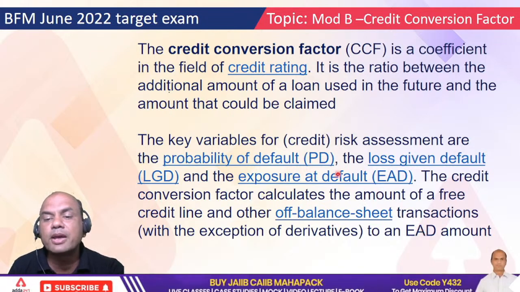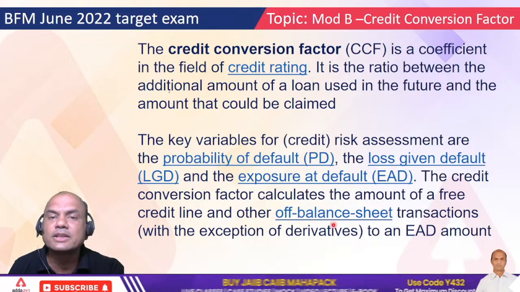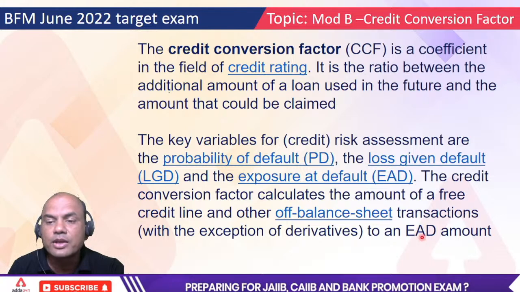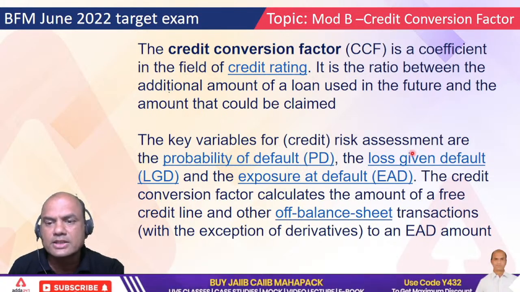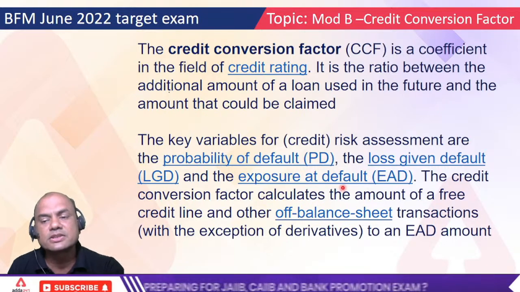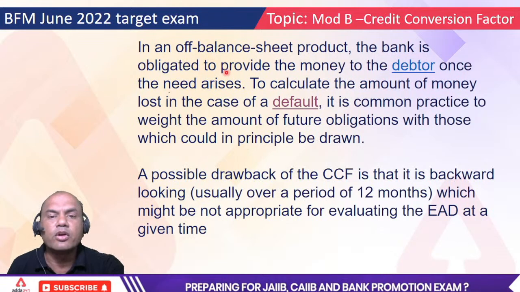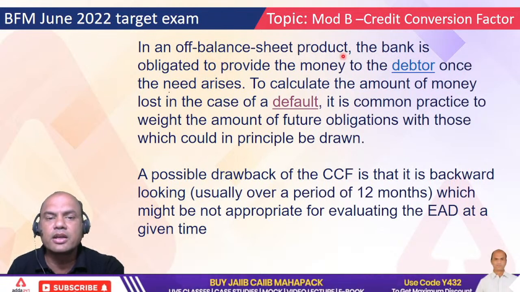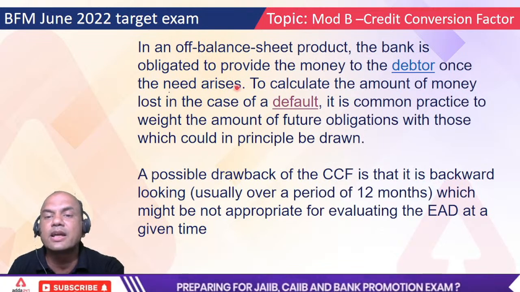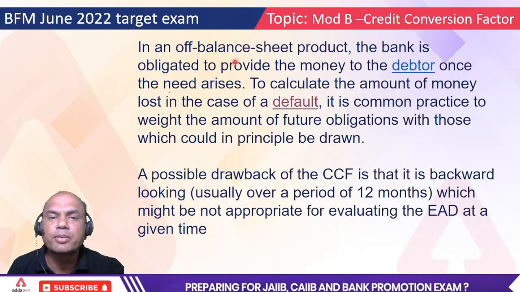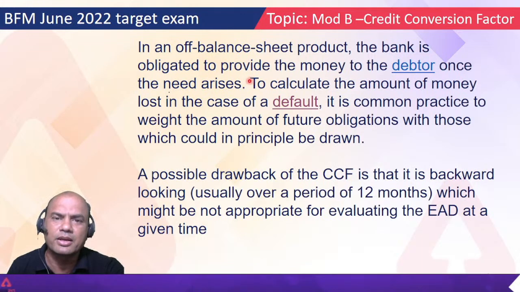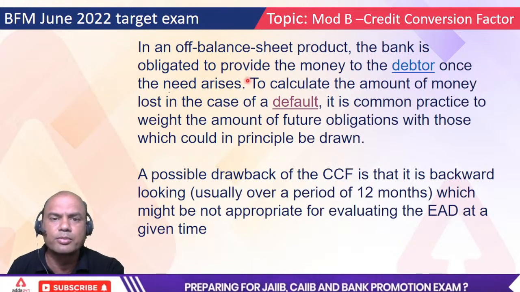EAD means what will be my exposure for these off balance sheet items if they come to me for payment. For that I have to take a certain proportion, not the full amount, not LGD. I'll take some proportion because the probability of them coming to me is always less, isn't it? In an off balance sheet product, the bank is obligated to provide the money to the debtor once the need arises. If the municipality comes to me for payment for that guarantee, only then will I have to pay. Otherwise, no payment.